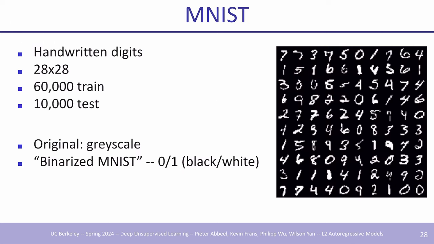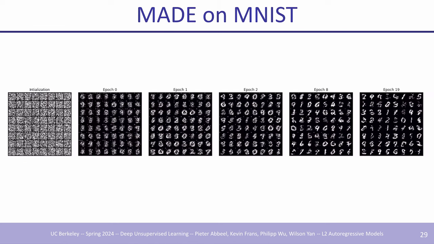So, how well does this work? You can run this on MNIST. I'm showing here the actual binarized MNIST data, some examples from the data set. It's a digit data set. The original is grayscale, but you can turn it into 0-1 images. And then you could train a MADE model on this. And let's see what happens.